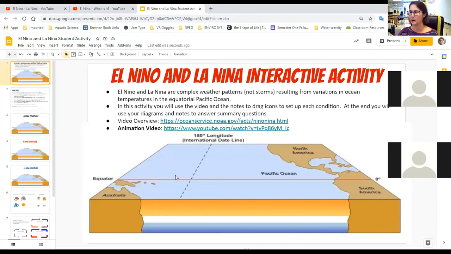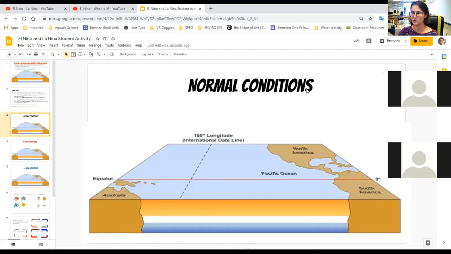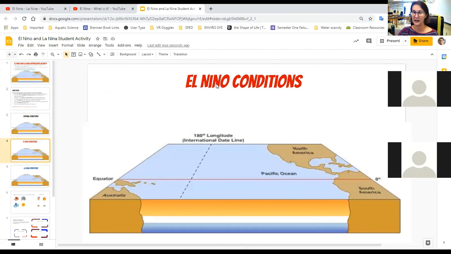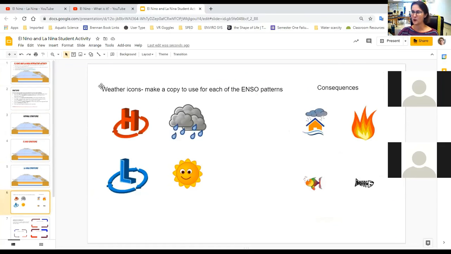So it looks exactly like the video we just watched. I even labeled North America, South America, and Australia for you, so you know what's what. Here's the equator along here in the Pacific Ocean. You can see the depth, the hot water sitting on top, the thermocline, and the cold water beneath it. So this gives you directions. Here's what you're going to do for normal conditions. El Nino, it's red, right? Hot. La Nina, blue, cold, okay?